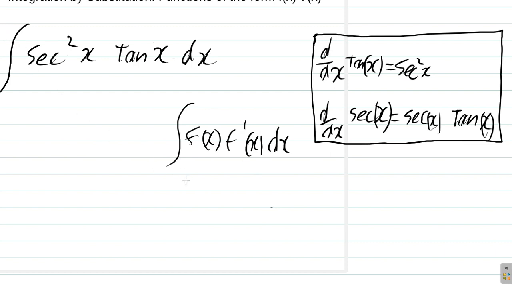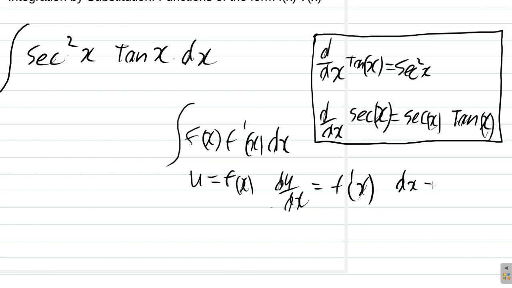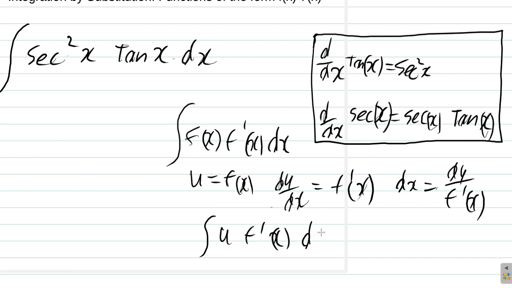So we know that if we substitute, let's say u is equal to f of x, then du by dx is f prime x. And when you transpose, we get dx is equal to du over f prime x. So what would happen is the integral of u f prime x dx, which is du over f prime x, and f prime x would cancel f prime x, so we end up with the integral of u du, right? So that's what happens there.